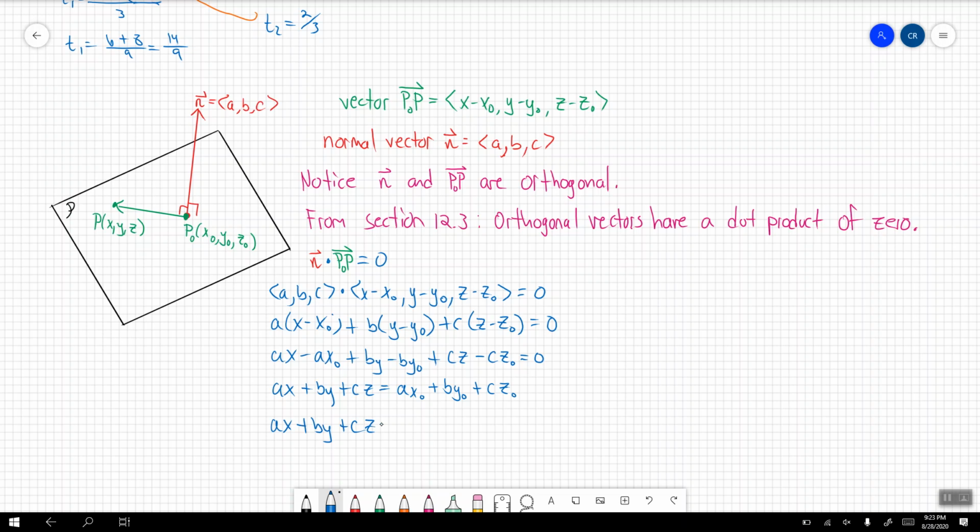Finally, we can say we're left with this equation, which is ax plus by plus cz is equal to d, where the constant d is equal to a times x naught plus b times y naught plus c times z naught.